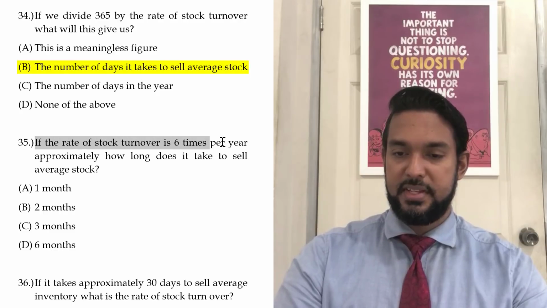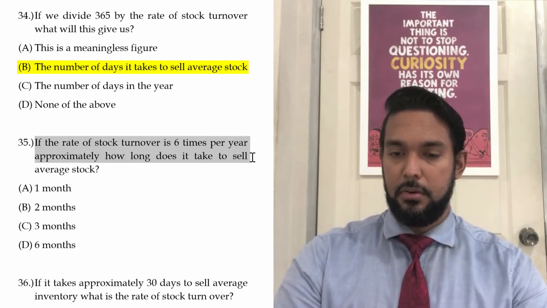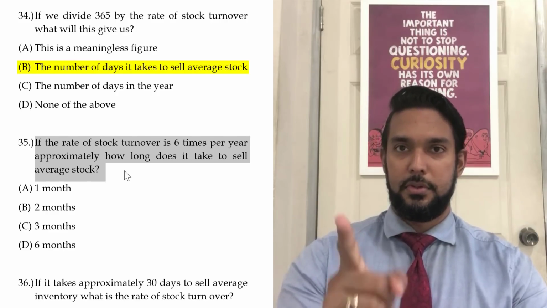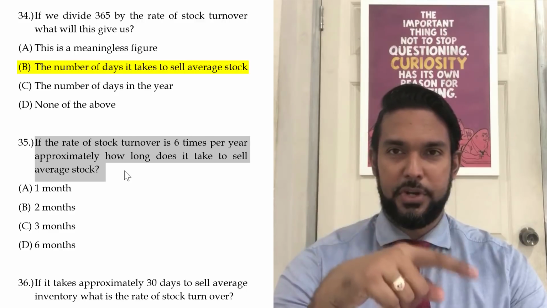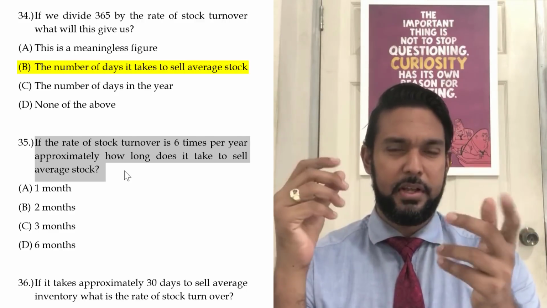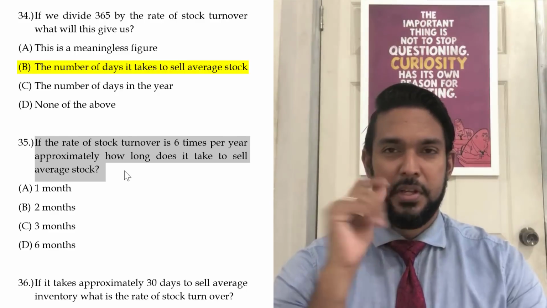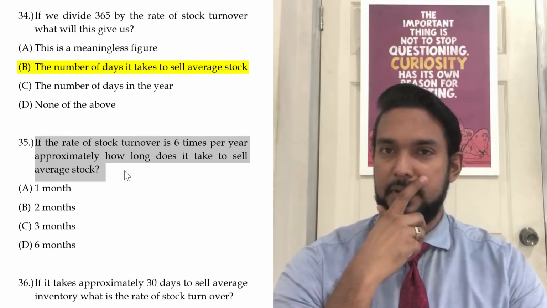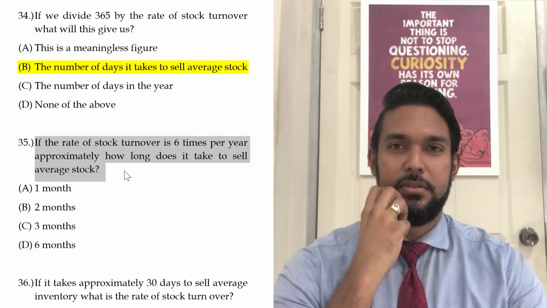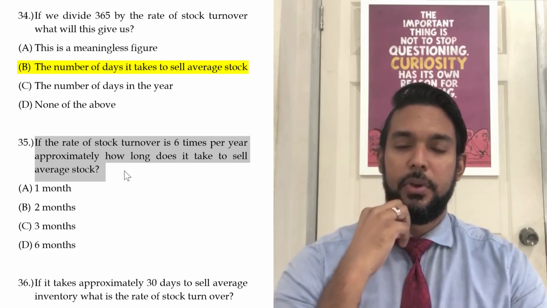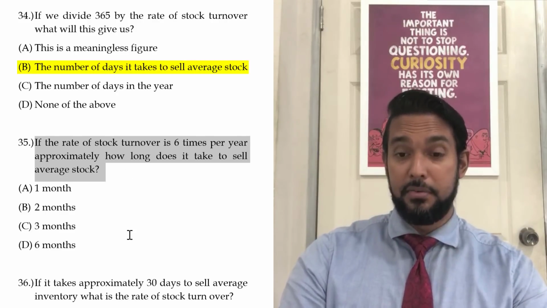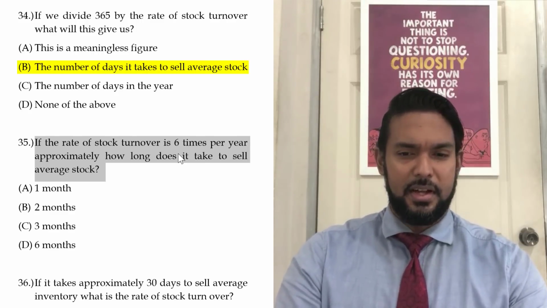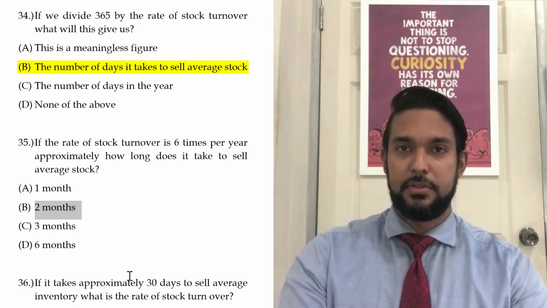If the rate of stock turnover is 6 times per year, approximately how long does it take to sell average stock? Remember what I was asking a bit earlier, 12 and a year, is there some connection between 12 and a year? There are 12 months in a year, right? If your rate of stock turn is 6 times, you are selling out your stock 6 times in a year. How long is it going to take to sell your stock? Well, if we take the 365 from above and divide it by the 6, that's going to give us about 60 days. And 60 days is approximately 2 months.